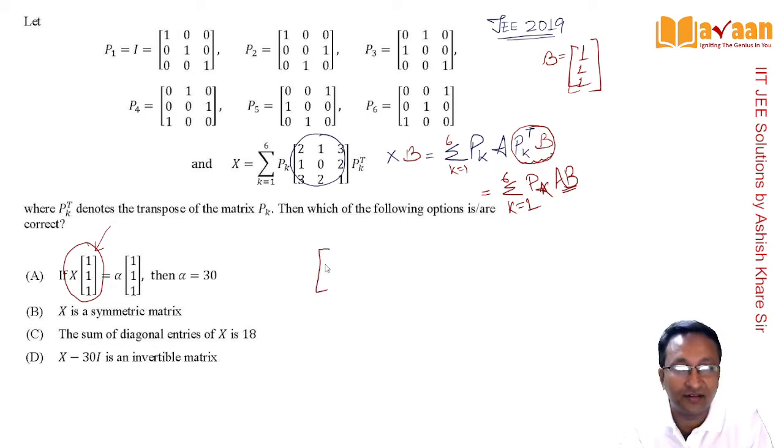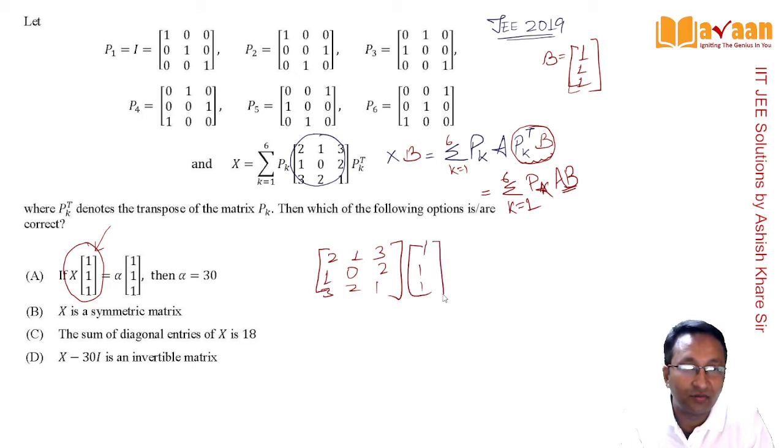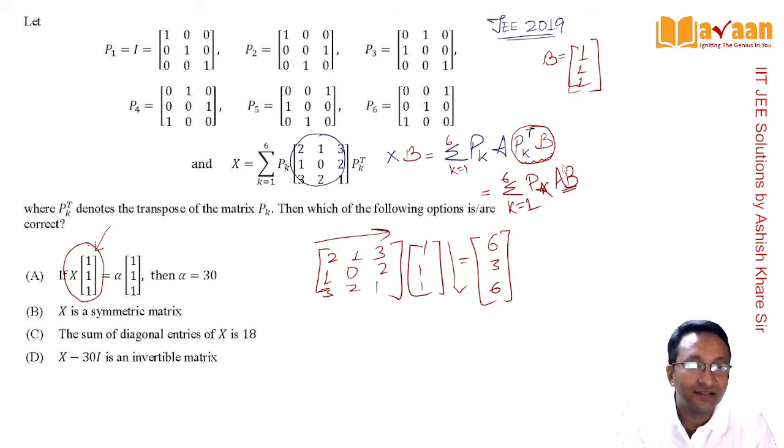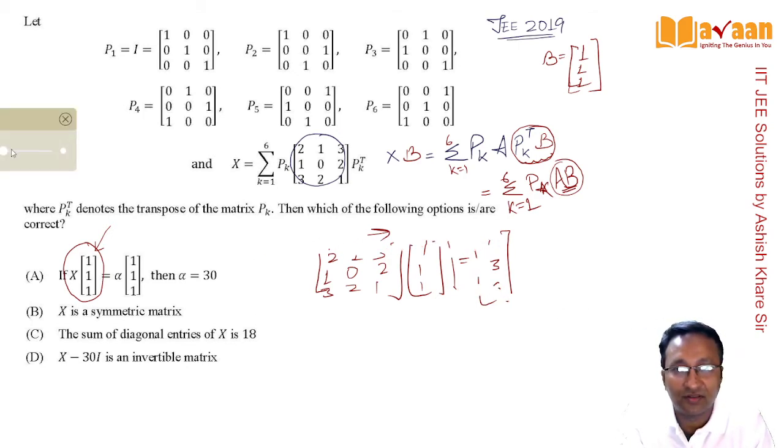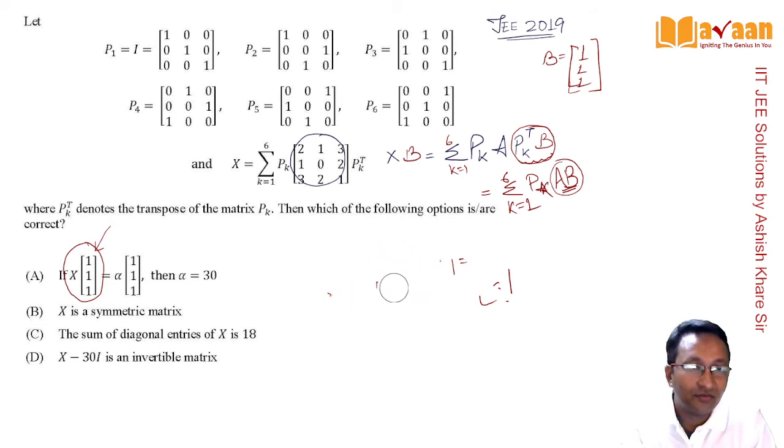So I can write that separately, evaluate 2, 1, 3, 1, 0, 2, 3, 2, 1, multiplied by your column matrix 1, 1, 1. And as we do in the row column operation, I probably get this matrix as 6, 3, 6. Let me just check. 6, yeah, 3 and 6. So what I realize is that this is a single column matrix and the summation goes over this. So isn't it okay to conclude that if I multiply the sum of all these 6 matrices with this final matrix 6, 3, 6, I'll get X into B.